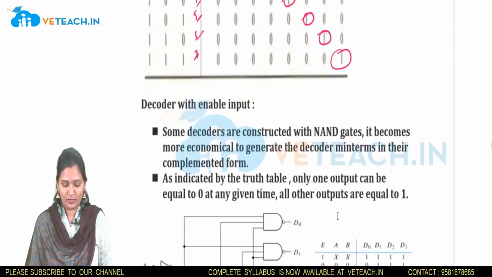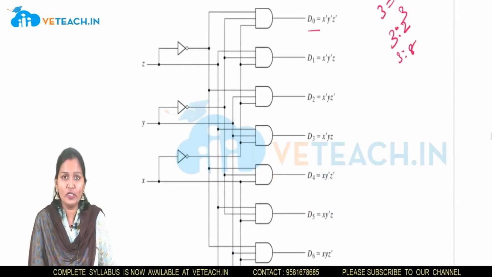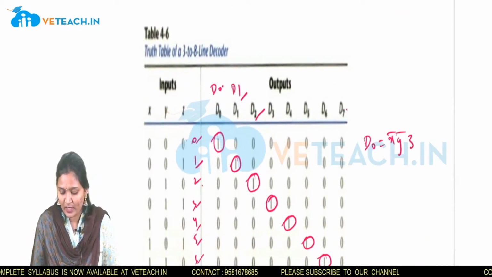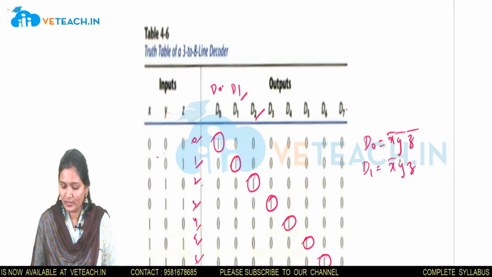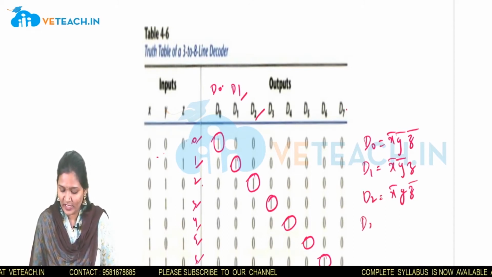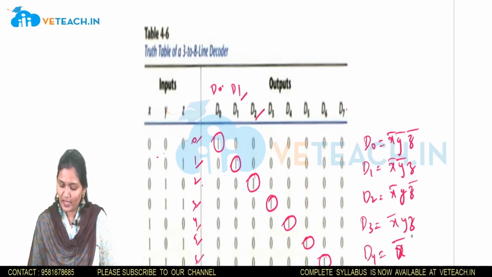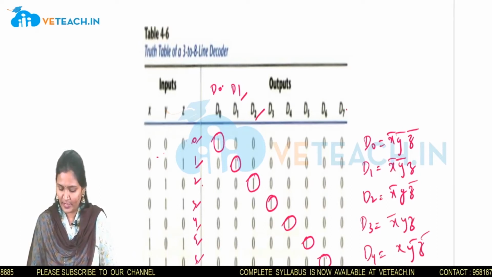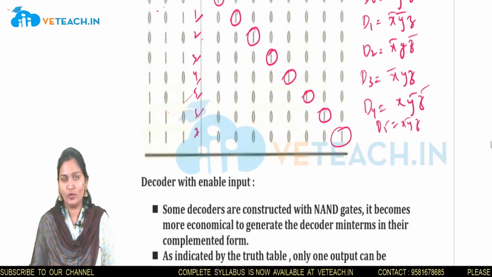Now we will draw the circuit, okay. See here, generally first D0, the equation will be D0 equal to x bar, y bar, z bar, because 0, 0, 0. Next D1 is equal to x bar, y bar, z. Next D2 is equal to x bar, y, z bar, okay. So D3 is equal to x bar, y, z. So D4 is equal to x, y bar, z bar, okay. Then D5 is equal to, similarly from this I am writing x, y bar, z, okay.